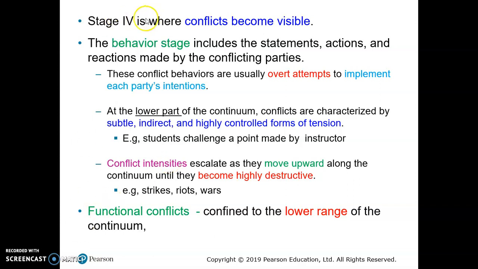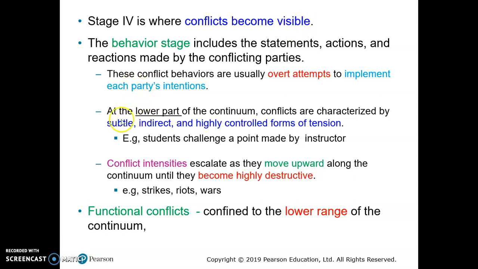Okay, stage 4 is where conflicts become visible. So this is the behavior stage. This includes statements, actions, and reactions made by the conflicting parties. That means at this stage, the conflict becomes more overt, more visible.